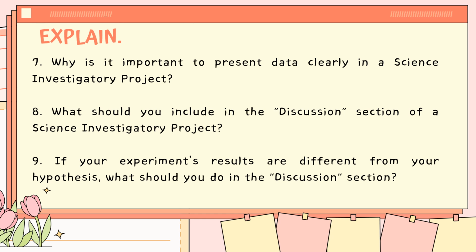Explain. 7. Why is it important to present data clearly in a science investigatory project? 8. What should you include in the discussion section of a science investigatory project? 9. If your experiment's results are different from your hypothesis, what should you do in the discussion section?